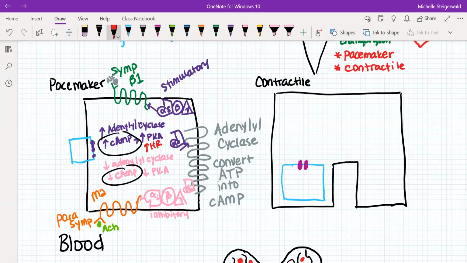If, on the other hand, you decrease cAMP, you're not going to be able to open the HCN channel as easily. You're going to have less sodium that comes in. And because of that, you'll have longer ramp potentials and a slower heart rate.